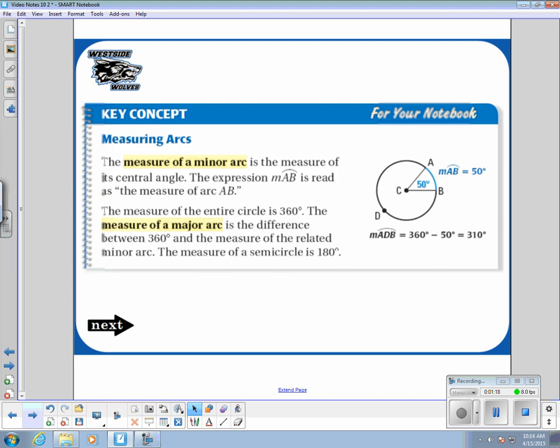So the measure of a minor arc is the measure of the central angle. So again, the arc is equal to the angle that it intersects. In this case, this is a 50-degree angle, and therefore the measure of that arc is 50 degrees. Remember that arcs are measured in degrees, but it's a different kind of degrees than angles. That's why we can have a 270-degree arc, but we cannot have a 270-degree angle, because those are angular degrees, and they only go up to 180.